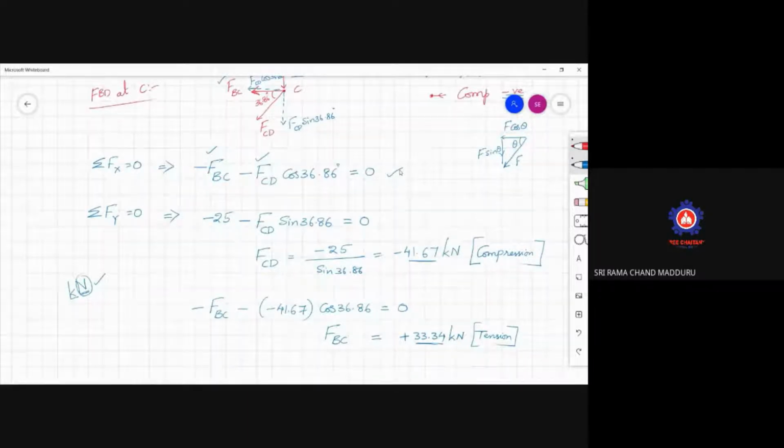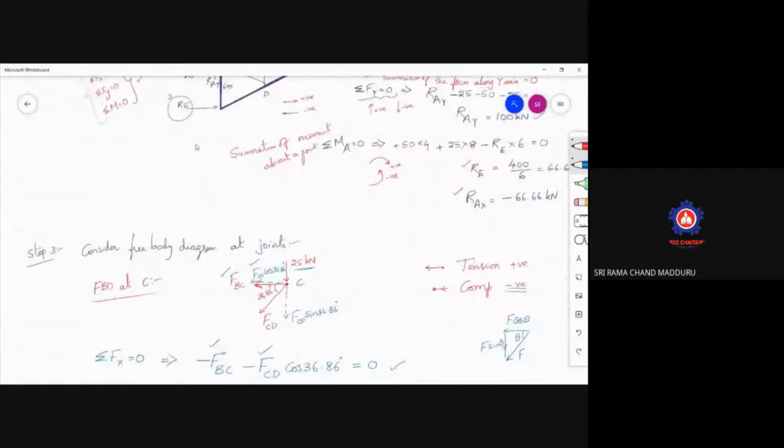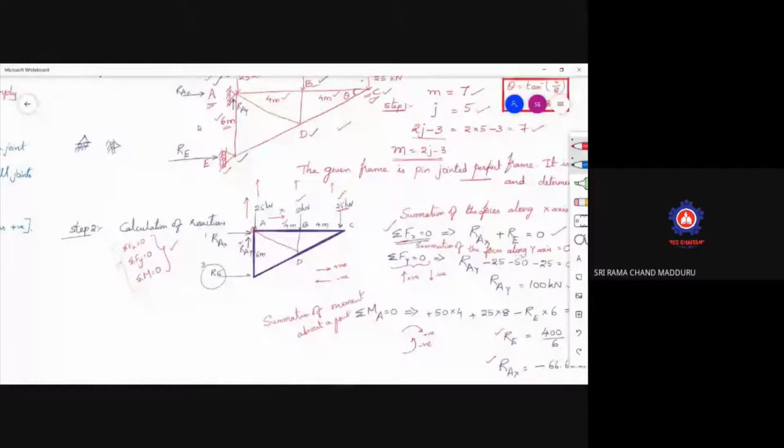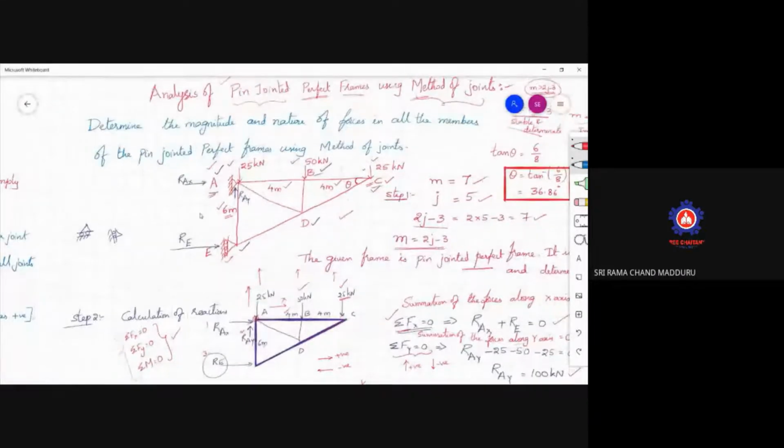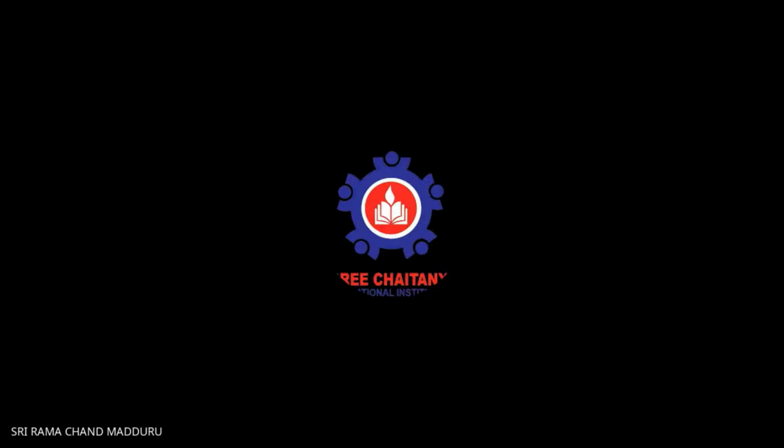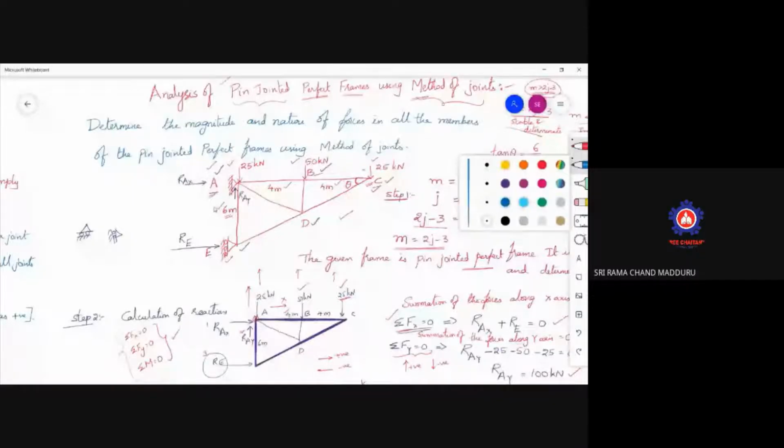I will go to the next joint. So which joint do I have to consider? We started with C. So the forces in these members are calculated. I'm just highlighting that this member's force is calculated. Now we need to go with B, A, E, D. Shall I go with D? If I take D, how many unknown forces are there? This force is not known, this force is not known, this force is not known.